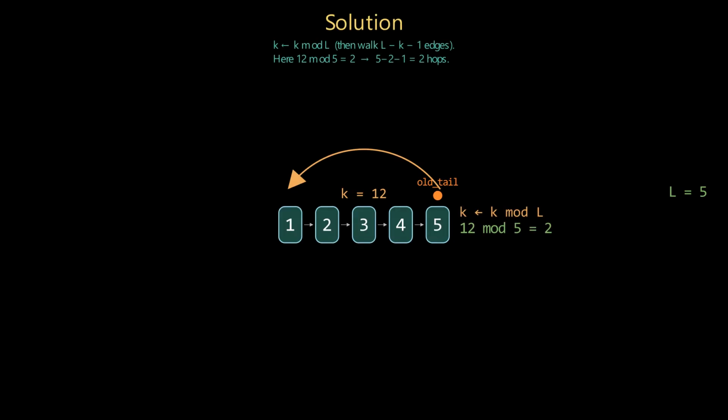Reduce k with the length, replace k by k mod L, 12 modulo 5 is 2. Only that remainder drives the rotation. Afterward, the new tail sits L minus k minus 1 forward edges from the head, here 5 minus 2 minus 1 equals 2 hops along the ring.